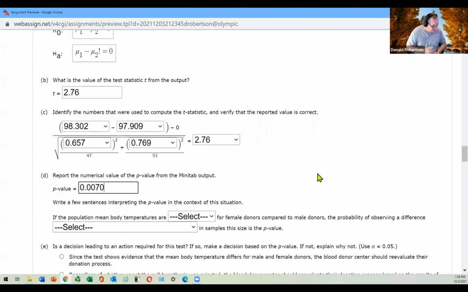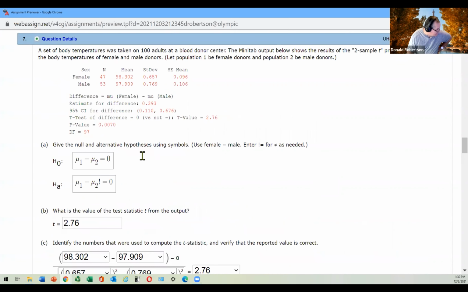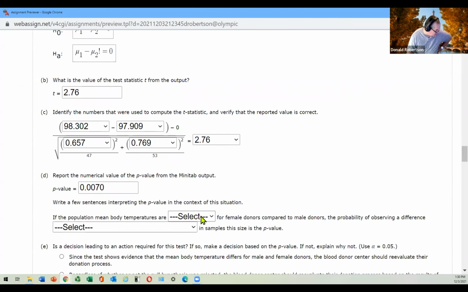Is that guy less than 0.05? Yeah. And so the population mean body temperatures are greater, the same, or less. Oh, the little buggers. It's greater for females.